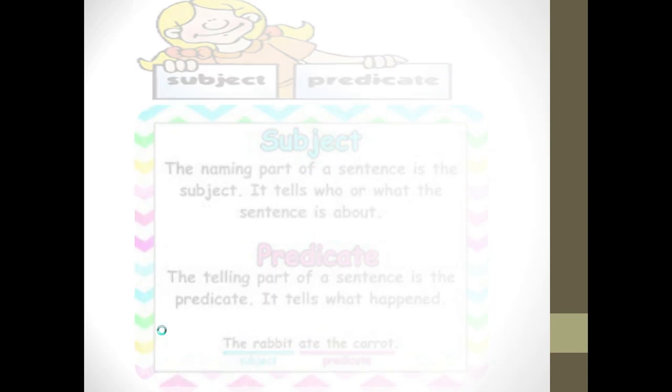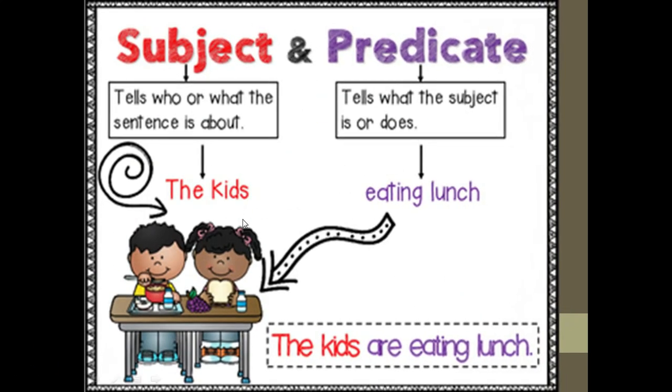It will be more clear to you in this picture. Here you can see the kids are eating lunch. Now what are the kids doing? The kids are the doer. They are doing something. So kids is the subject, which tells who or what the sentence is about. The predicate is eating lunch, which tells what the subject is or does. The predicate tells you what the subject is doing. They are eating their lunch. Eating is a verb and lunch is an object. So this part of the sentence is the predicate. Now it must be very clear to you.